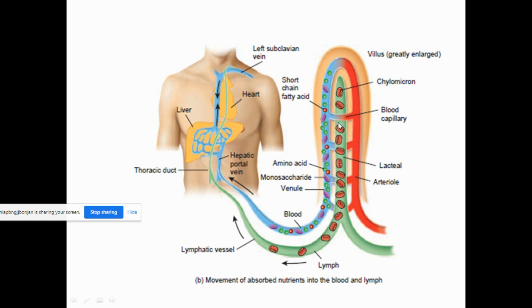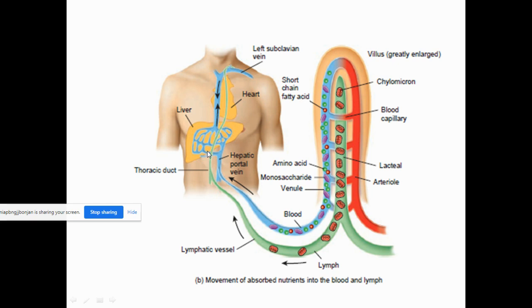But you can see the chylomicrons. What happens is they cannot enter the blood vessel because the chylomicrons are huge. The pores present in the capillaries are very small, so the chylomicrons cannot enter the blood capillaries. So that is why they are transported into the lacteal. Okay, so it goes to the lymph vessel and joins the lymphatic vessel.